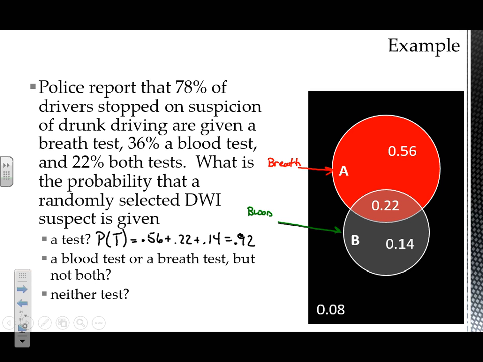So there's the first one. How about the probability that they get a blood test or a breath test, but not both? So only a blood test or only a breath test, but not both. So if I want that probability, what am I going to do here?